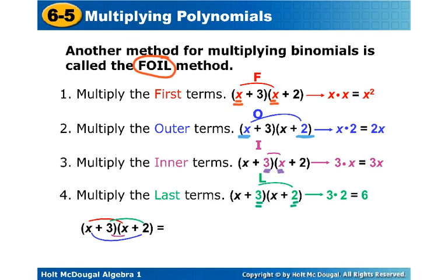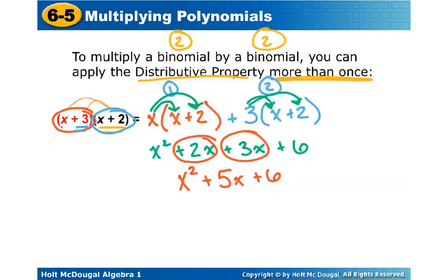And if you notice, this is using the same example that we had before. So if you notice x squared is equal, and then the 2x, 3x, and 6, if I go back, that's exactly what we had at this step.